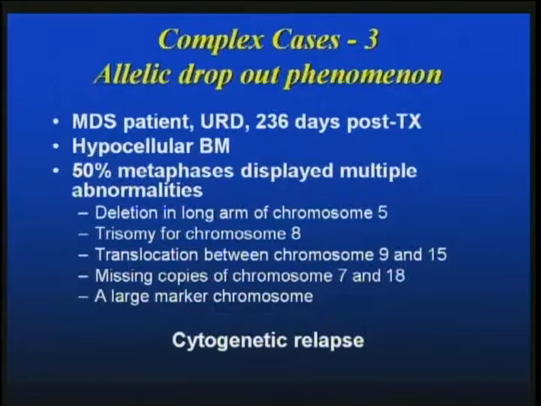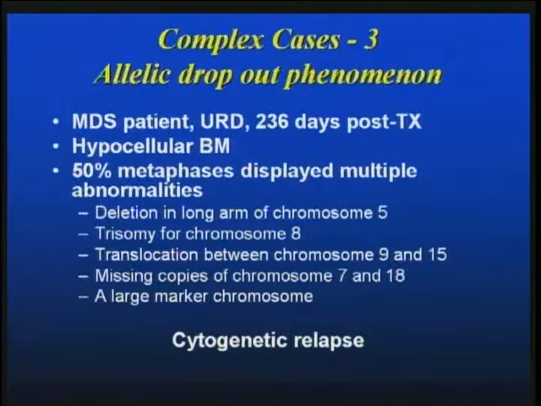So this was a patient that suffered from myelodysplastic syndrome, received a transplant from an unrelated donor, and about 236 days post-transplant came in, was really sick. A sample was sent to cytogenetics. As you can see, 50% of his metaphases displayed multiple abnormalities, and here's a long laundry list of the abnormalities that were observed. For our purposes, the most important ones are a deletion in the long arm of chromosome 5, and missing copies of chromosome 7 and 18. This individual was diagnosed as having relapsed.